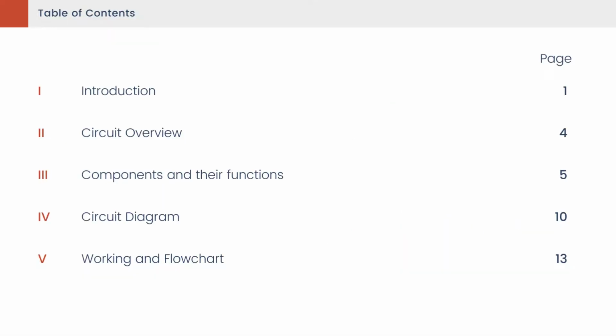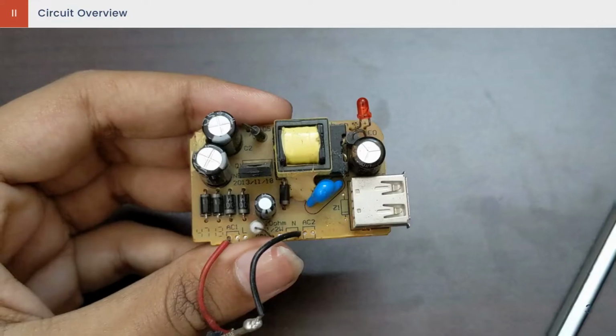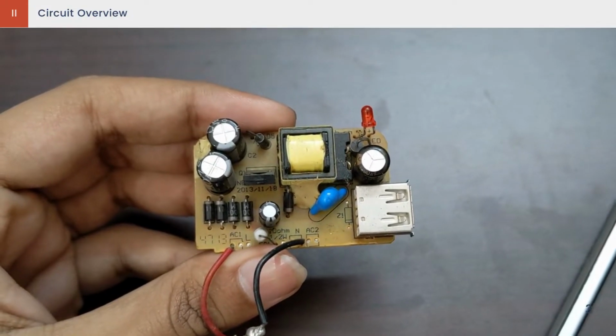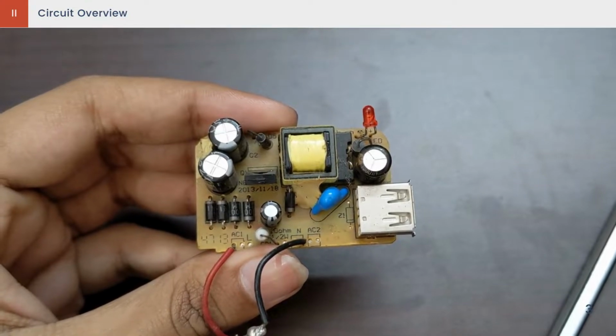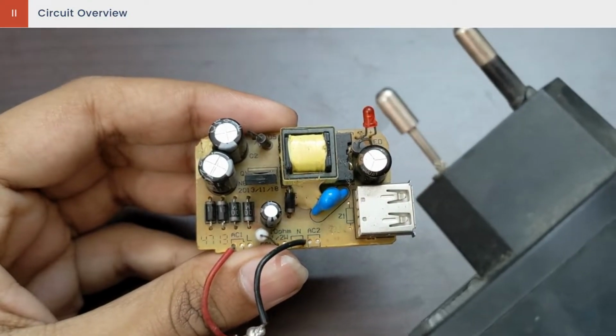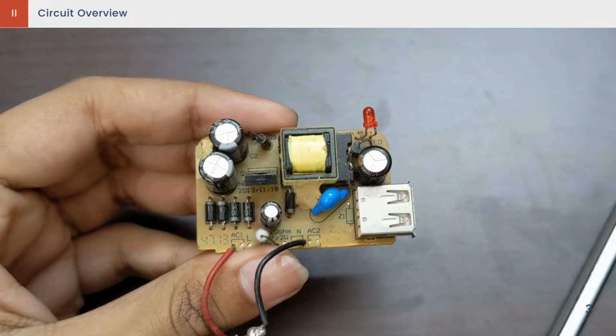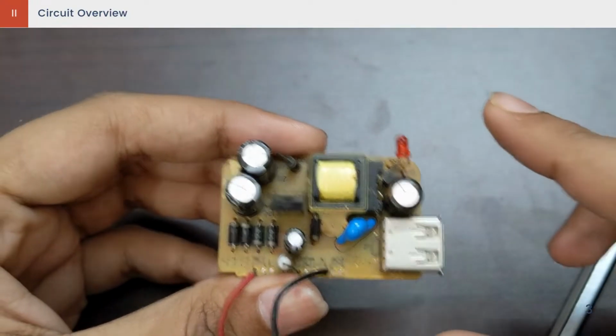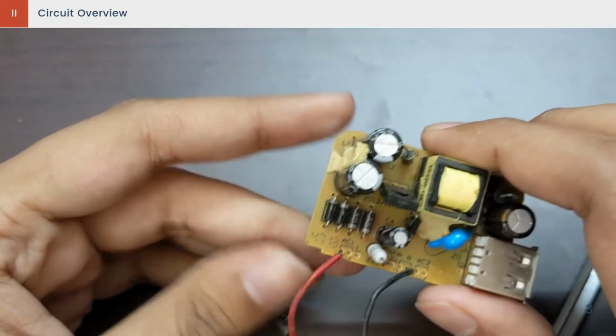In the presentation, we are going to discuss the introduction, the circuit overview, components and their functions, circuit diagram, working and flowchart. So let us take a quick overview of this circuit, which is going to be inside the charger. I took the circuit out from this charger, which we see every day in our daily life. So let's get to the circuit and see what components it contains.